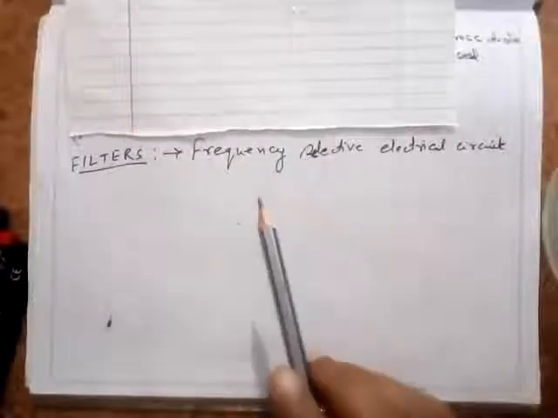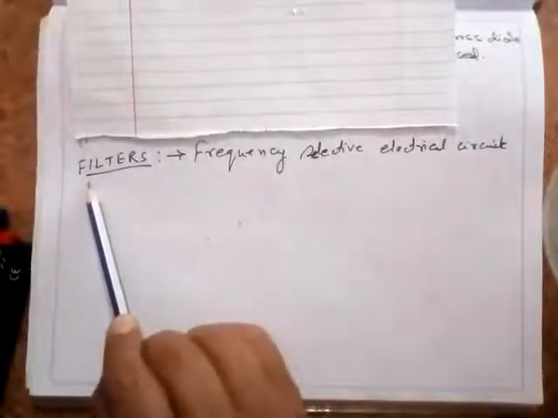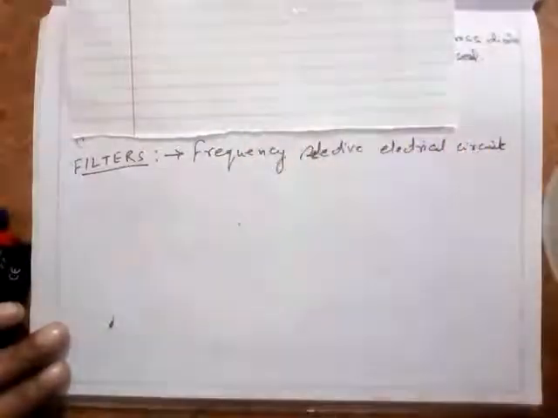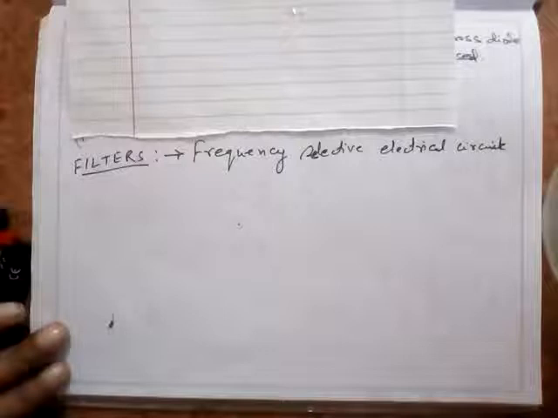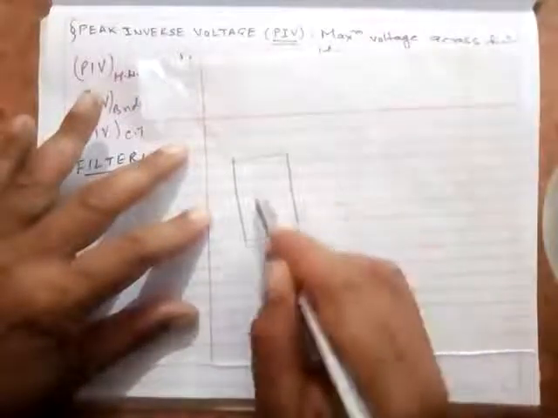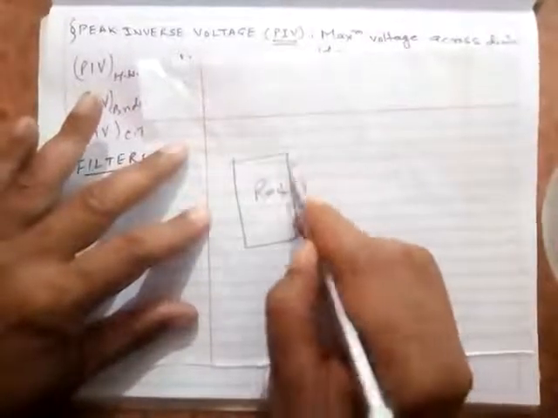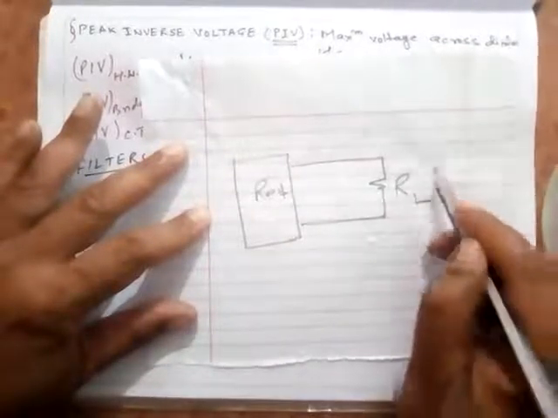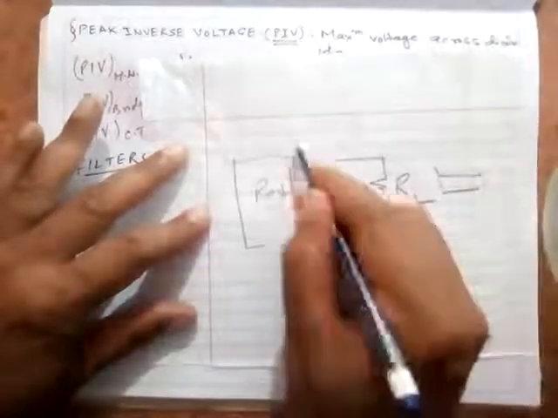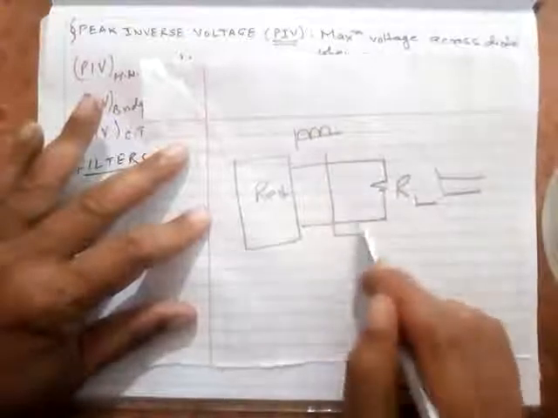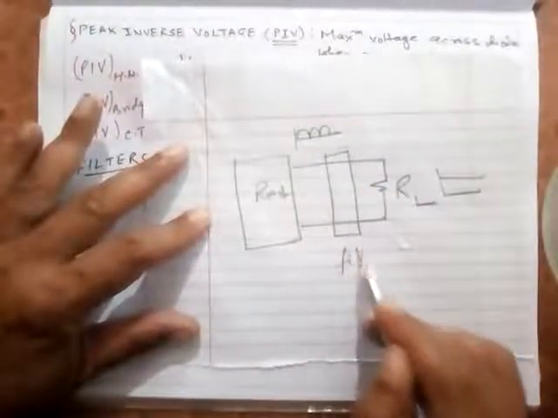So in continuation with the previous lecture where I started with the filters and defined a filter as a frequency selective electrical circuit which passes a particular band of frequencies and rejects another band of frequencies. Now our focus is on those type of filters where you have a rectifier and this is a load RL. I am interested that here I should get a pure DC, and I am getting a pulsating DC at this stage. So what I do, I simply apply a filter here.